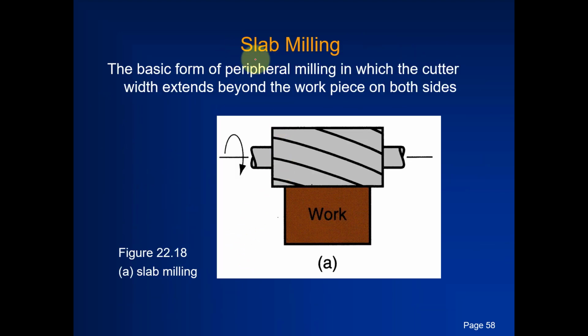So now slab milling. You can see that in slab milling, the width of the cutter is greater than the width of the workpiece. Let's say this is the width of the workpiece, and this is the width of the cutter. So you can see the width of the cutter is greater than the width of the part. So it is the basic form of peripheral milling, in which the cutter width exceeds the workpiece on both sides. After performing this slab milling operation, you will get a flat surface of the workpiece. So this is the example of peripheral milling.